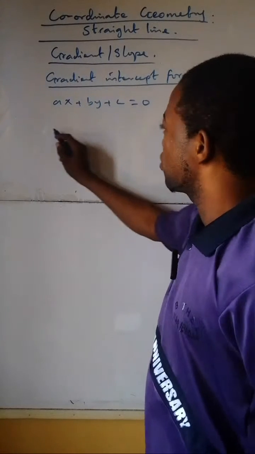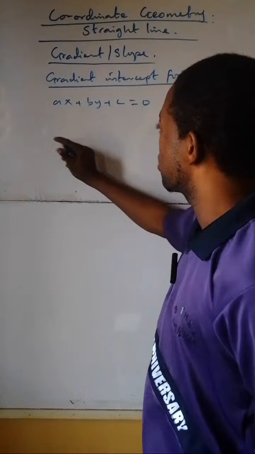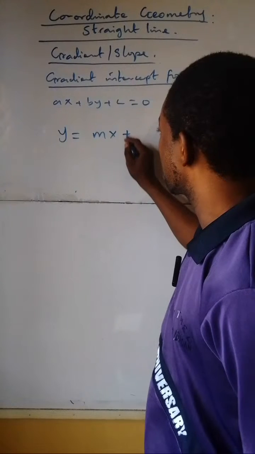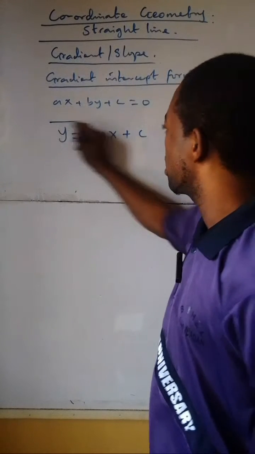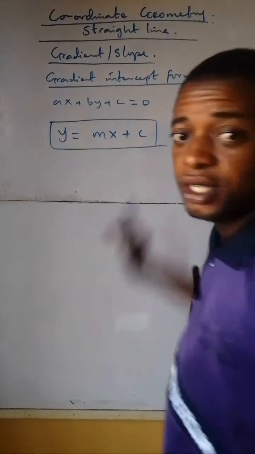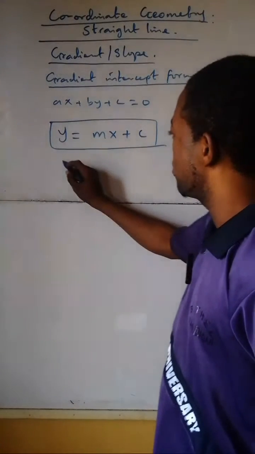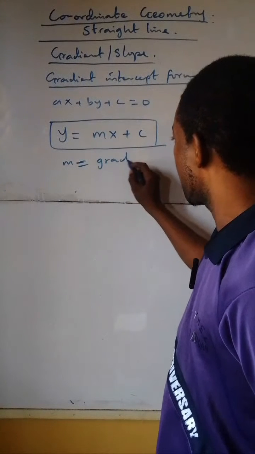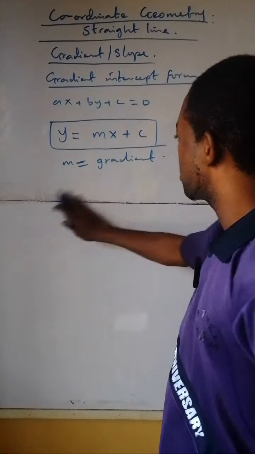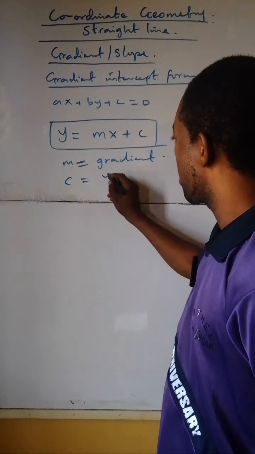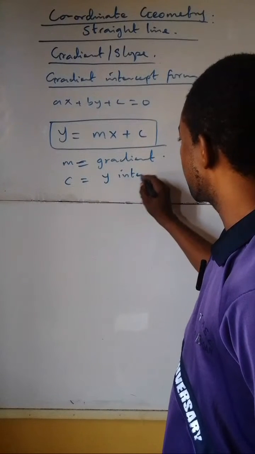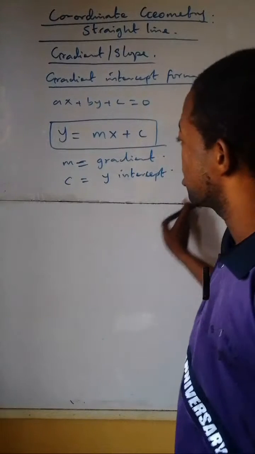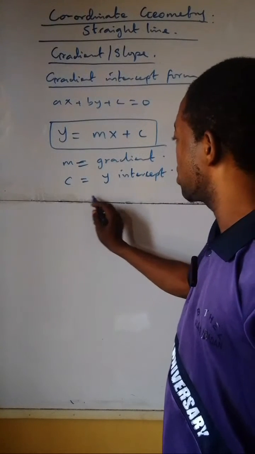Now, for gradient intercept form, we have to make y the subject, and y will now equal mx plus c. So this formula is referred to as gradient intercept form, where m is the gradient and c is the y-intercept, that is, the intercept on the y-axis. And also we can get the intercept on the x-axis. The intercept on the x-axis is minus c over m.